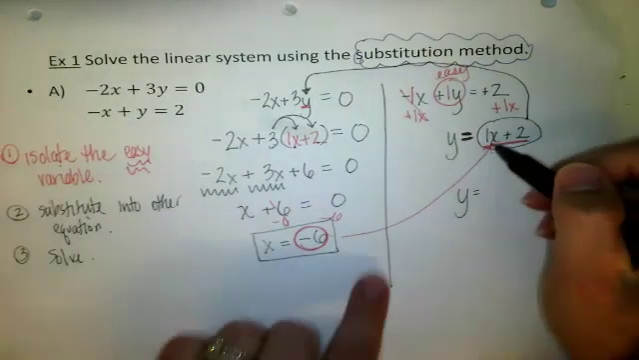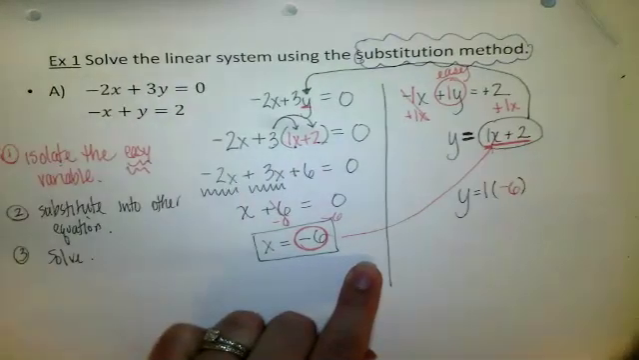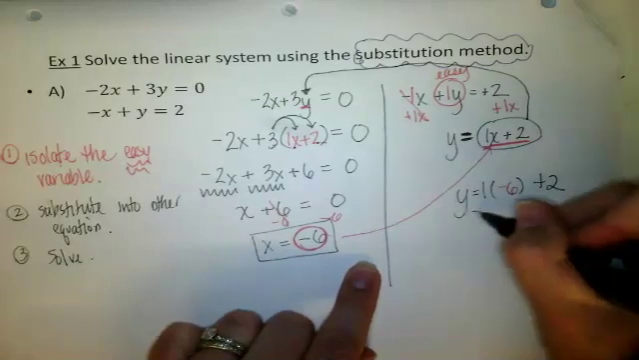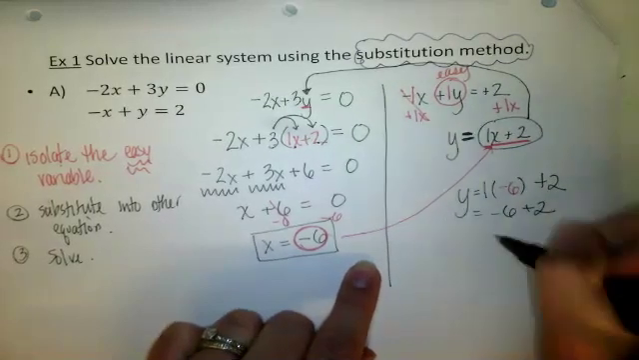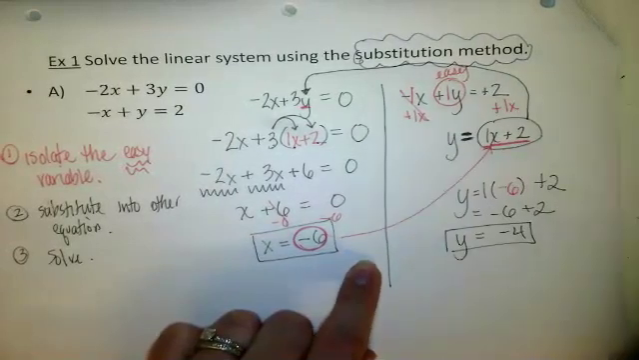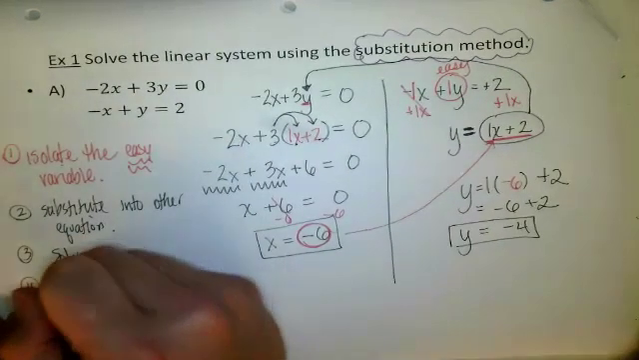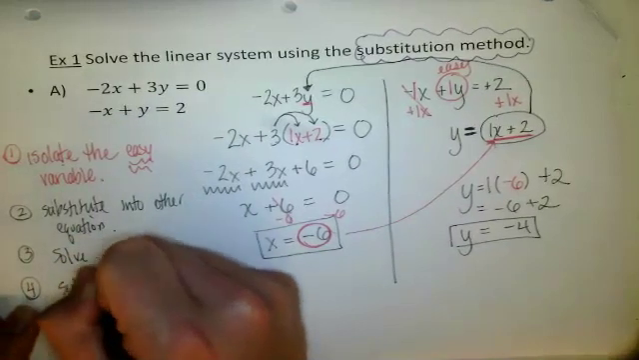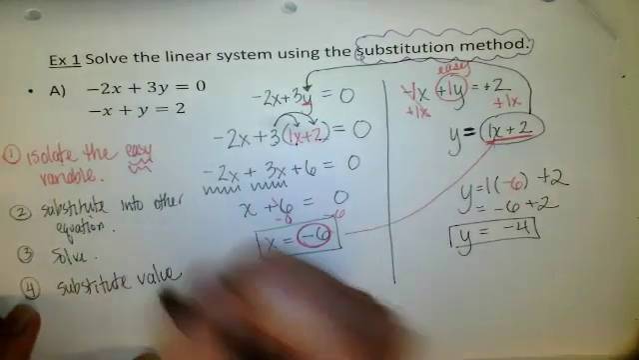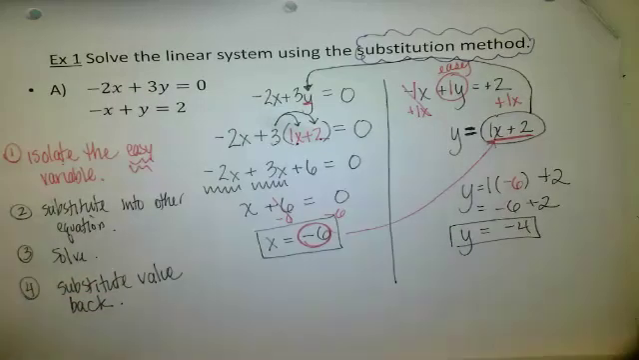All right, so I'm going to plug in place of the x. I am plugging in a negative 6. 1 times negative 6 is negative 6. Plus 2 is negative 4. We solved for x. We solved for y. The last step is to substitute the value back in.